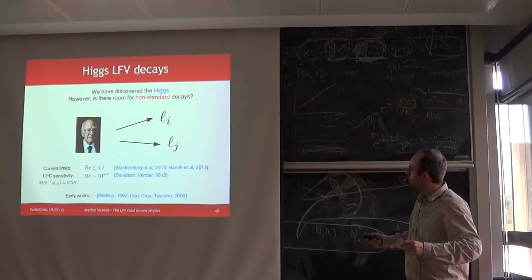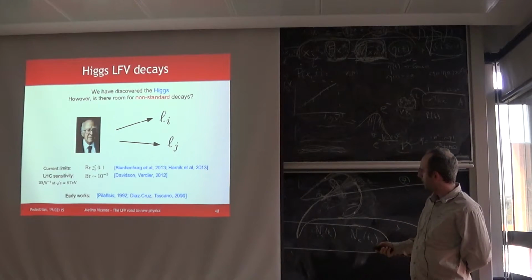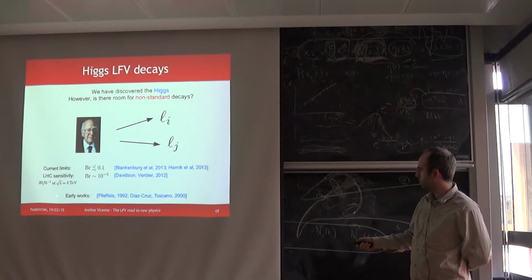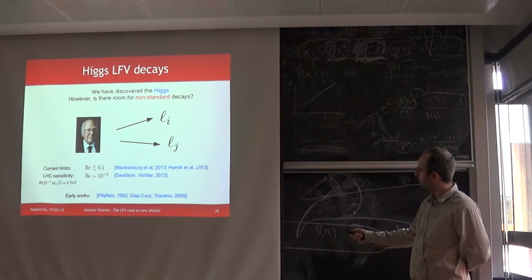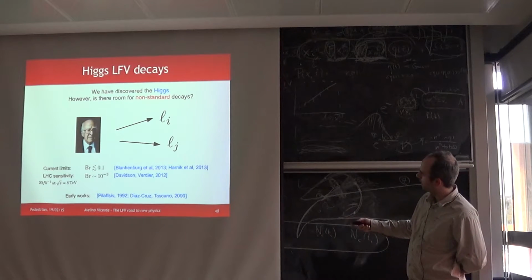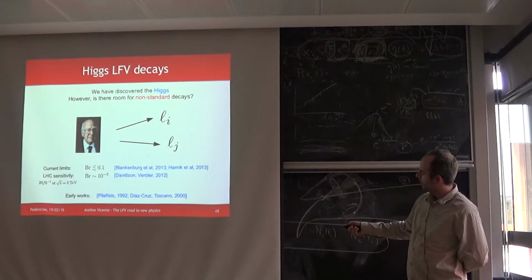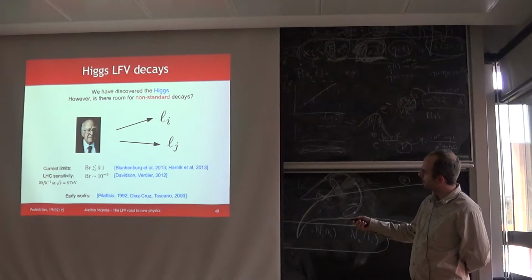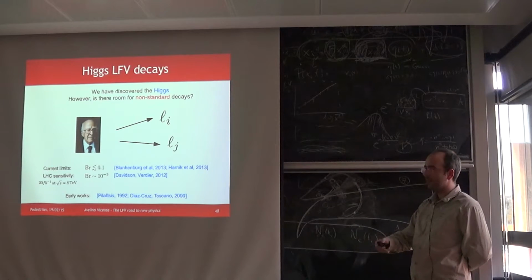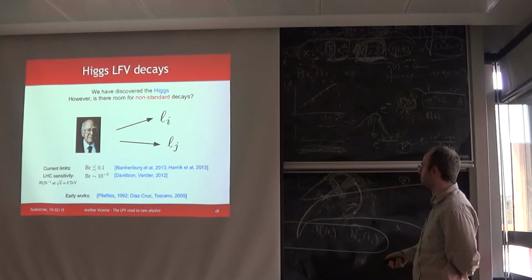Let's see. So people have considered this, and after many years, these papers were kind of forgotten, but now with the Higgs being discovered, people have again discussed this. And for example, these people found that if you take the current limits, the branching ratio for processes of this type are at the level of 0.1, which is not very impressive.